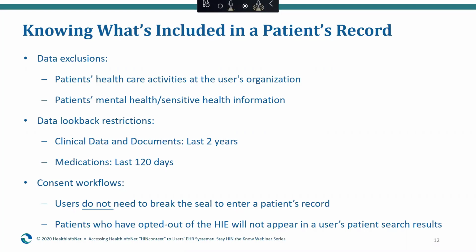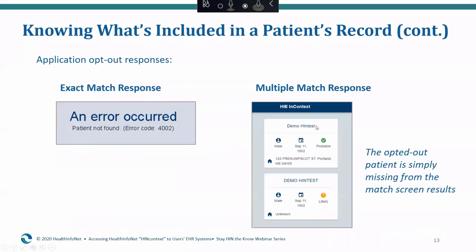And secondly, for patients who have opted out of the HIE. Okay, so a couple things to show here. Should the user's desired search criteria for the wanted patient correspond with an exact match within HealthInfoNet for a patient who has previously opted out of our services, there will be no record of the patient within the application, and an error message will be returned.